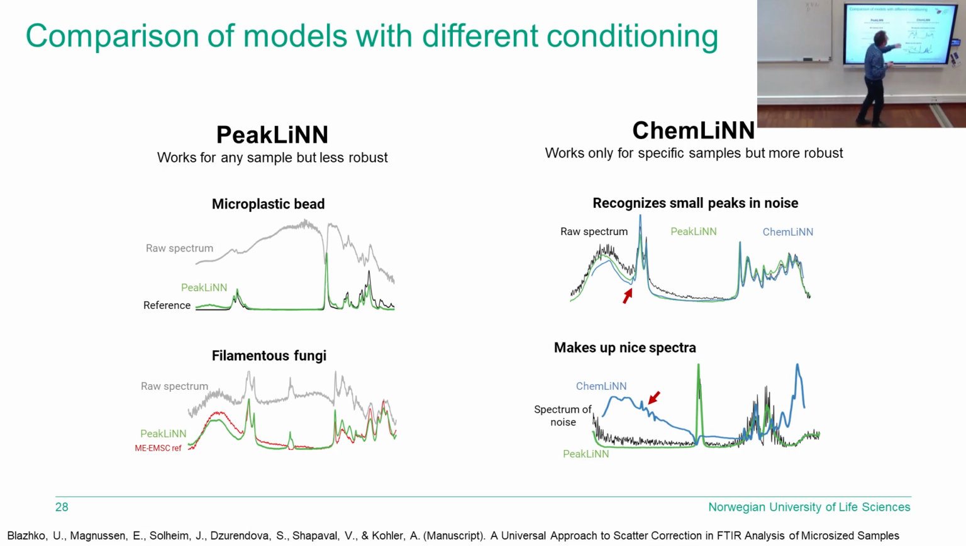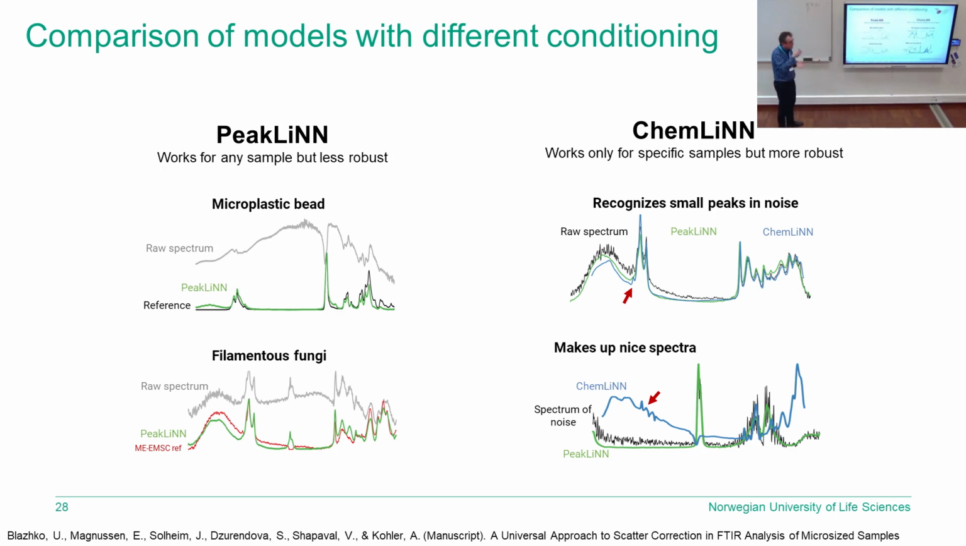On the other hand, if you look at this chem-lin, it knows about filamentous fungi. It's expected to have an unsaturation peak around 3010, so it finds it from this one. But peak-lin doesn't find it, because it interprets it as noise.